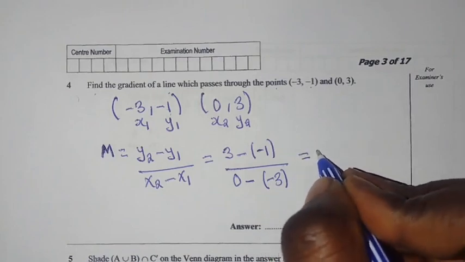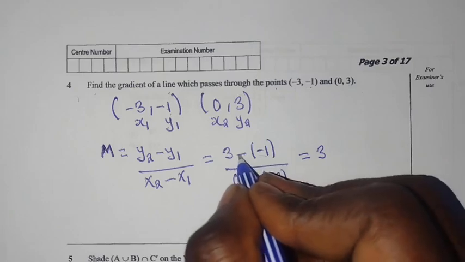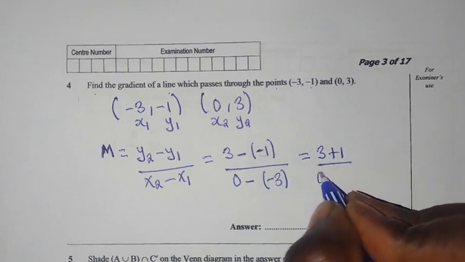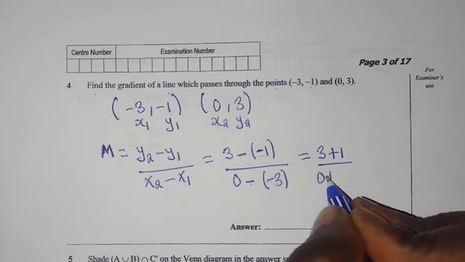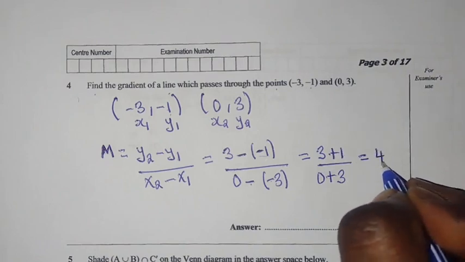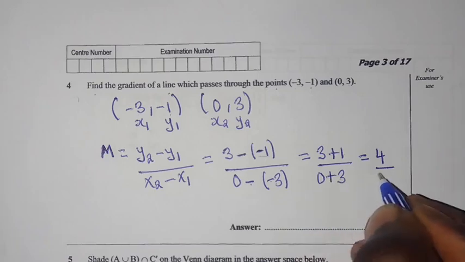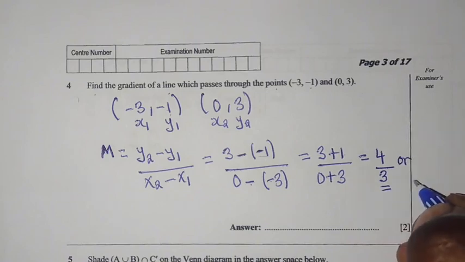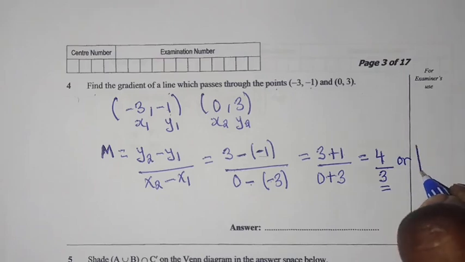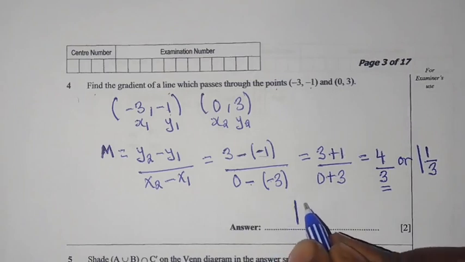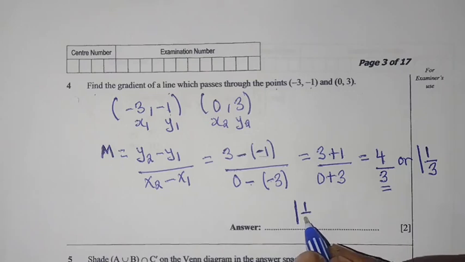So from here, we'll say 3. We open these brackets by multiplying the negative. Negative times negative, +1, over 0. Negative times negative, +3. So from here, we have 3 plus 1, it's a 4, over 0 plus 3, it's a 3. So this is our answer, or we can leave it as a mixed fraction: 3 into 4 is 1, remainder 1 over 3. So our final answer is this one, or number. Okay, this is our final answer.